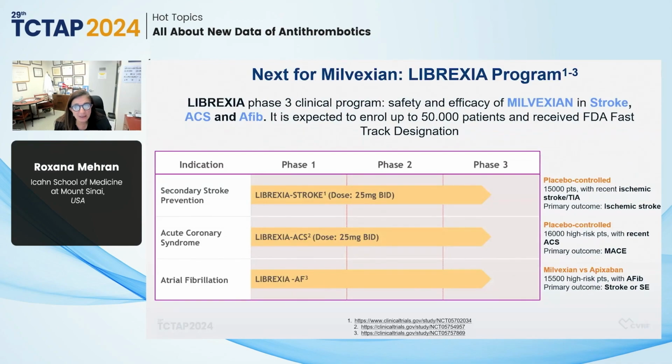And of course, the LIBREXIA programs are well underway for stroke, acute coronary syndromes, and atrial fibrillation. All of these are using the lowest dose, twice a day, with about 50,000 patients underway.